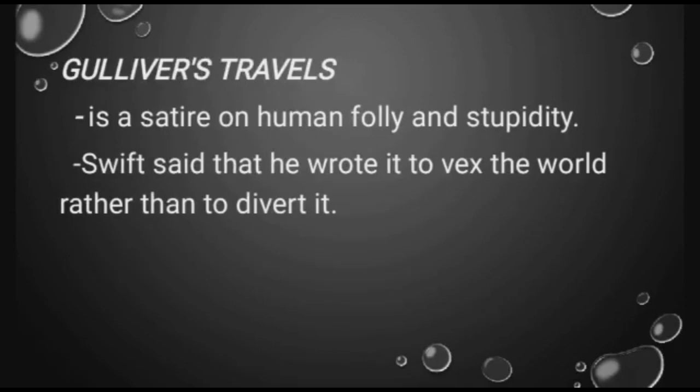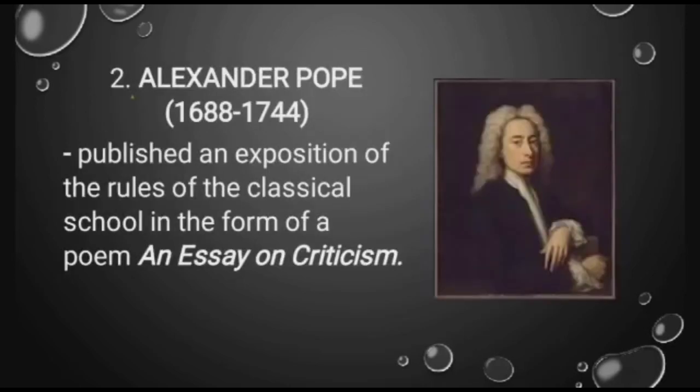The next work of Jonathan Swift is Gulliver's Travels. Gulliver's Travels is a satire on human folly and stupidity. Swift said that he wrote it to vex the world rather than to divert it. The main idea of this work is the inherent absurdity of human tradition and habit, as well as the relative nature of ethics and society dependent on historical precedent.